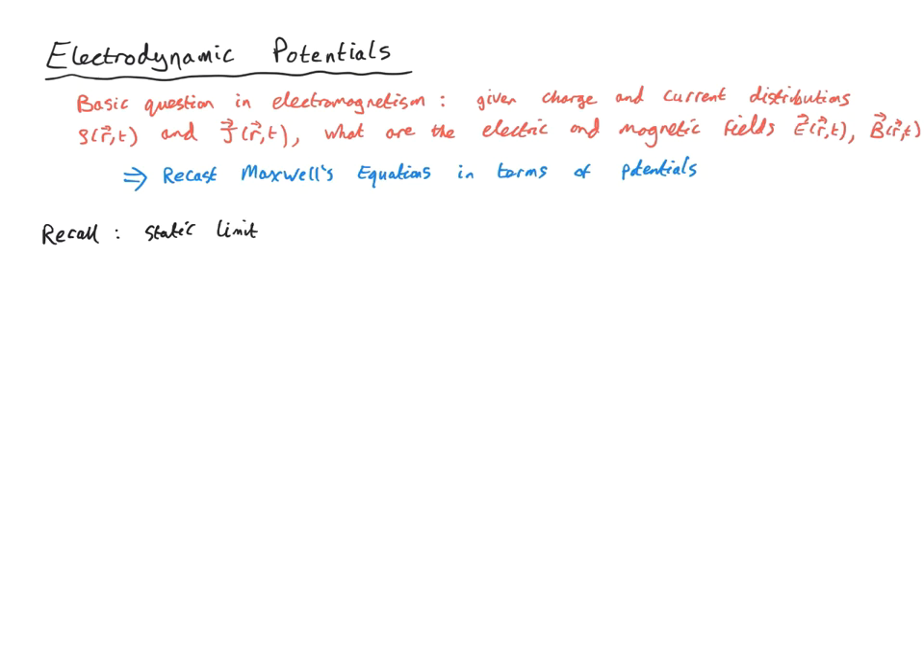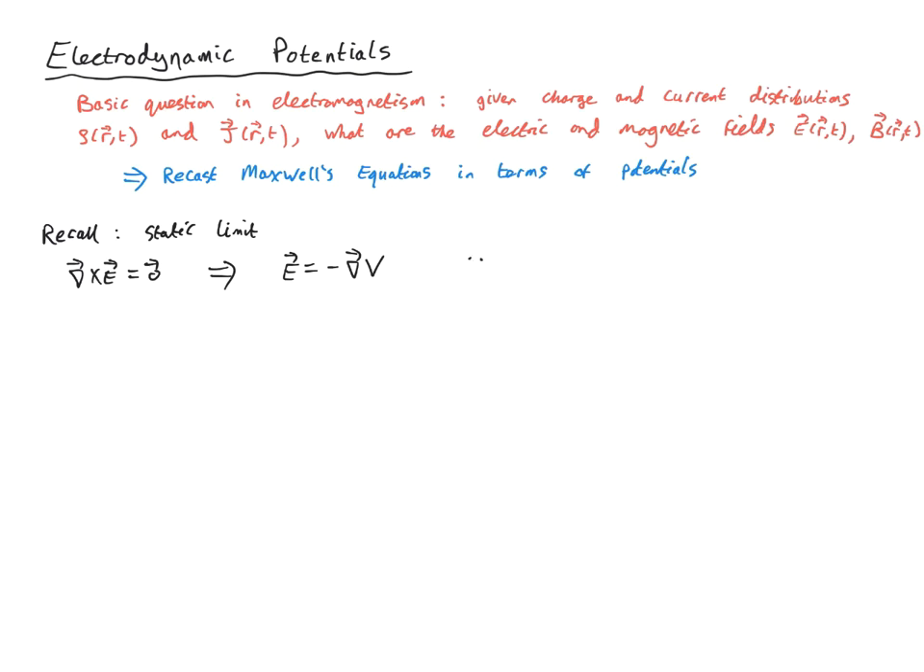Let me just very, very quickly summarize the situation in the static limit. Let's look, first of all, at the electrostatic case. In electrostatics, we know that the curl of the electric field is equal to 0, and this motivated the introduction of a scalar electric potential defined through this equation. So we imagine that we take an electrostatic scalar potential V, we take minus the gradient of that, and that gives us the electric field.